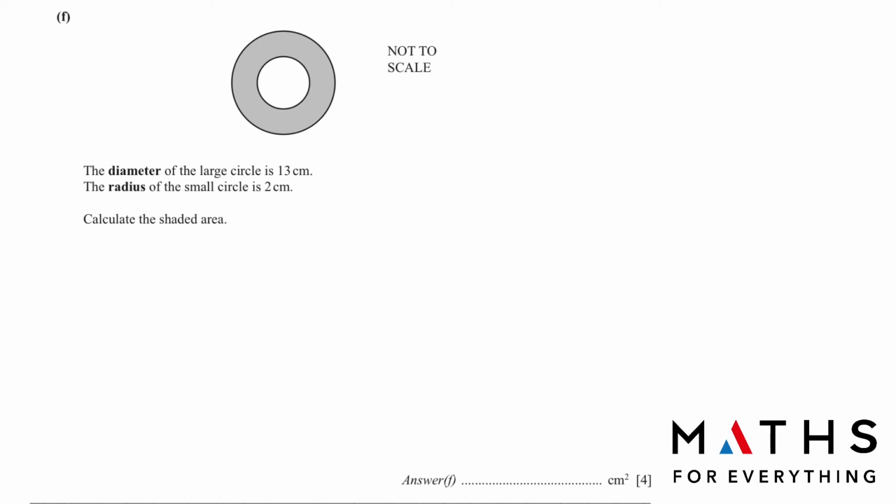In part F, we have been given 2 circles, and the diameter of the large circle is 13 centimeters. The radius of the small circle is 2 centimeters. Calculate the shaded area. So the shaded area is the area of the large circle minus the area of the small circle.